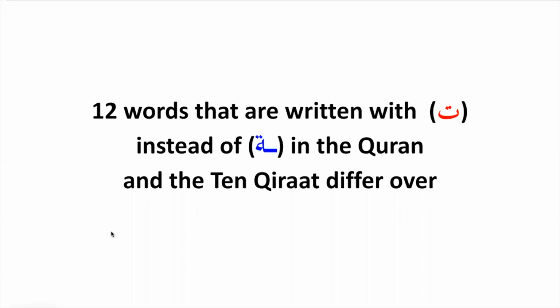So if the Sahaba radiallahu anhum were writing a certain word and they knew that there was more than one way to recite it, you could say, for example, kalimah, or you could say kalimat, single or plural. So they would choose to write it with a ta. And there are approximately 12 words in the Quran that are written with a flat ta instead of a ta marbuta, and the 10 qira'at have a difference over how it is recited. So we'll look at those 12 places.